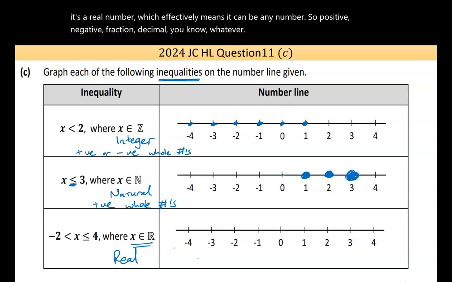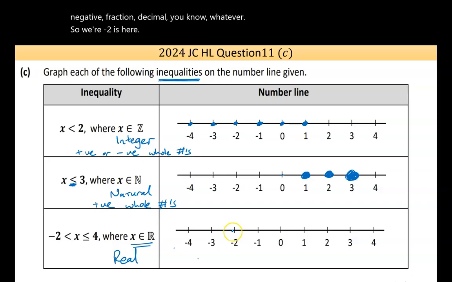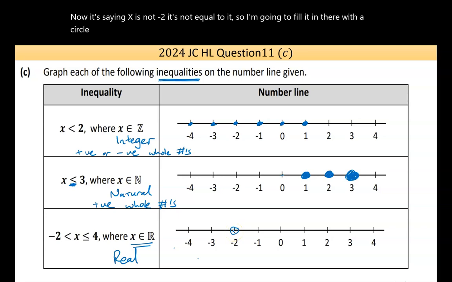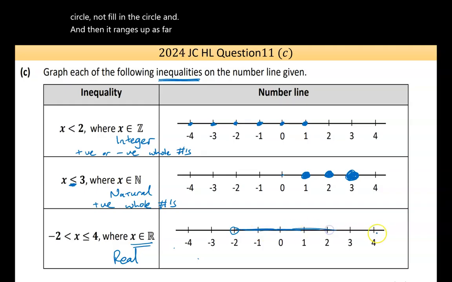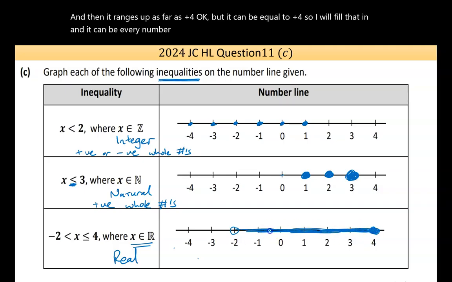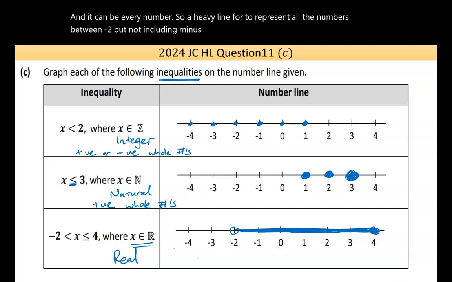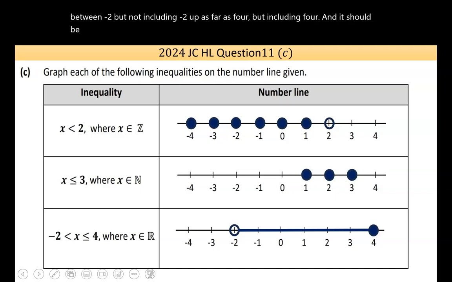So where -2 is here, now it's saying x is not -2, it's not equal to it. So I'm going to fill it in there with a circle, not fill in the circle. And then it ranges up as far as +4, okay? But it can be equal to +4, so I will fill that in, and it can be every number, so a heavy line to represent all the numbers between -2, but not including -2, up as far as 4, but including 4. Now that should be the answer there.